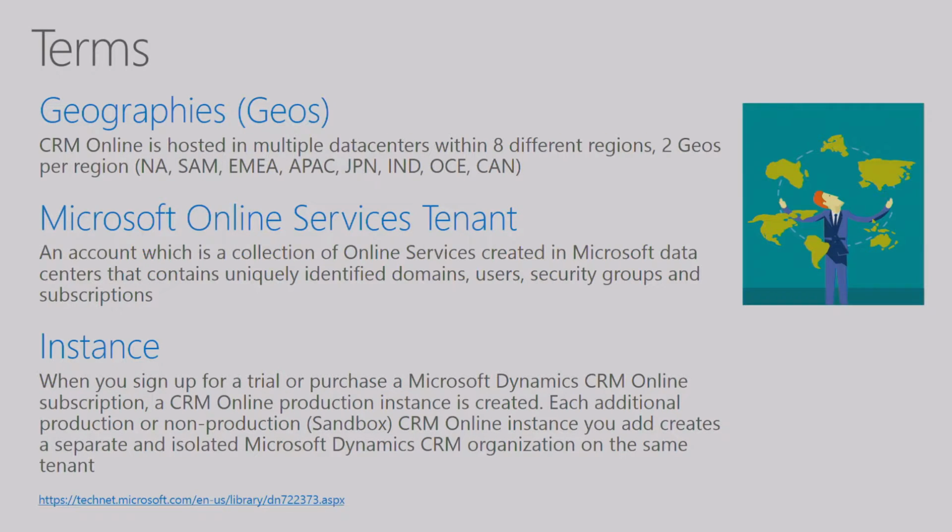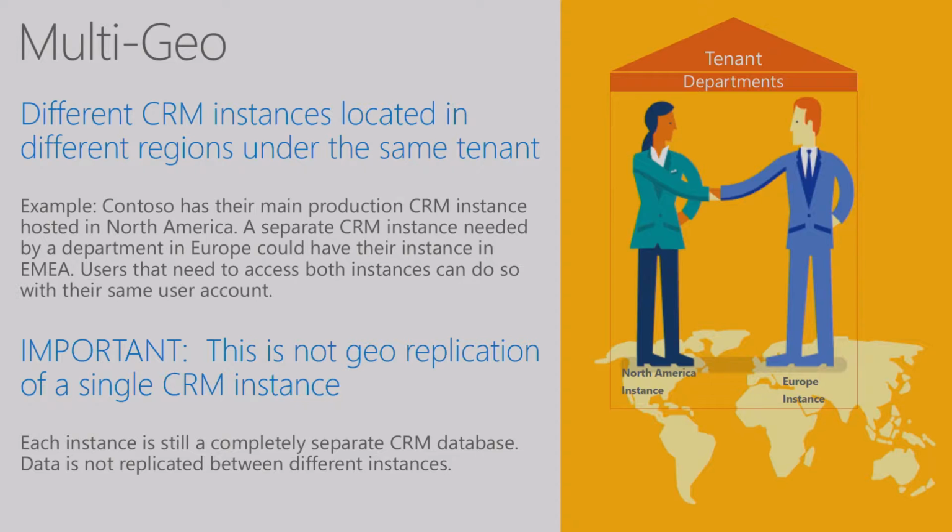Under that subscription, you can have instances across the world if multi-geo is enabled. That means you can have CRM instances in different parts of the world. Say you have a subscription in North America, you can have a CRM instance in Europe, in Singapore, and Hong Kong, and vice versa.